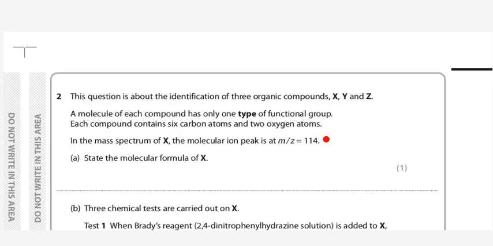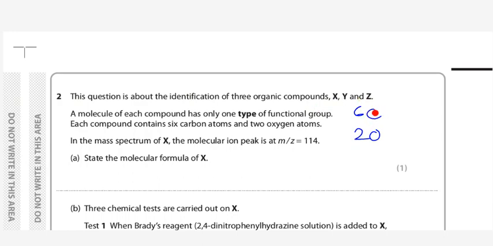This question is about identification of 3 organic compounds X, Y, and Z. A molecule of each compound has only one type of functional group, so it's important to note that one functional group. Each compound contains 6 carbon atoms and 2 oxygens. The mass spectrum of X has a molecular ion peak at mass-to-charge ratio 114. State the molecular formula of X.